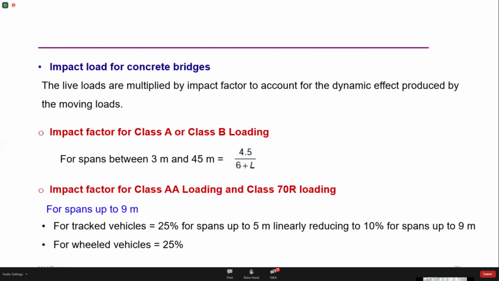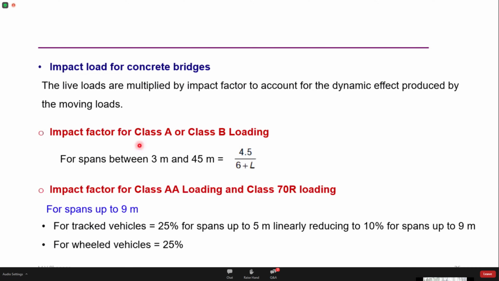But when we are dealing with live load, there is one more factor that comes into the equation, and that is the impact load. Moving load produces impact, and that has to be accounted for in the design. So the live loads are multiplied by an impact factor to account for the dynamic effect produced by the moving loads. Though we are not going to have a rigorous analysis, IRC 6 has given some expressions for calculating the impact factor for different classes of loadings. I'll quickly summarize these impact factors.